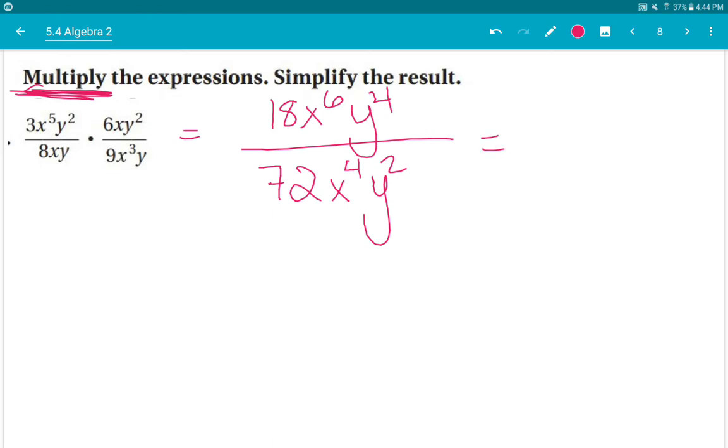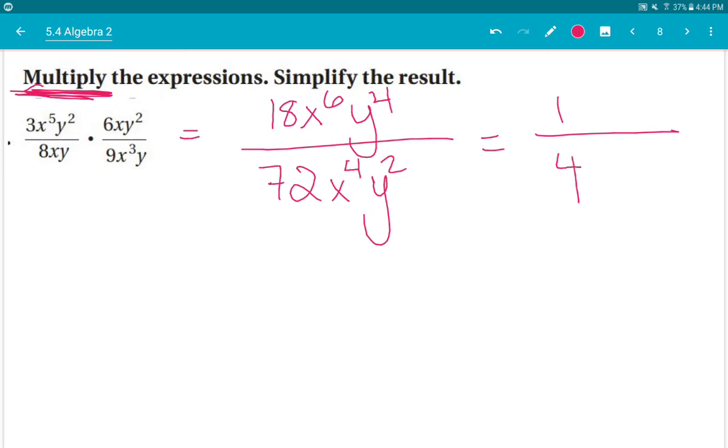Now it's just a matter of simplifying this fraction, which again you've done in the past. This is nothing new. So 18 over 72, we have to see if that simplifies and what it simplifies to. I think they're both divisible by 18, so we're going to get 1 over 4.